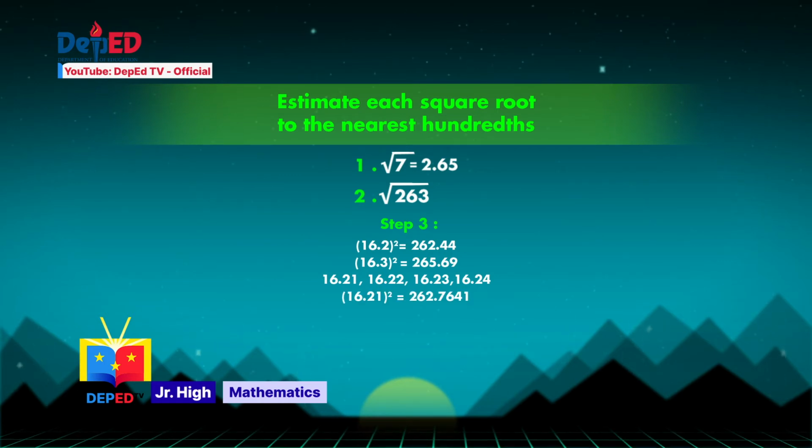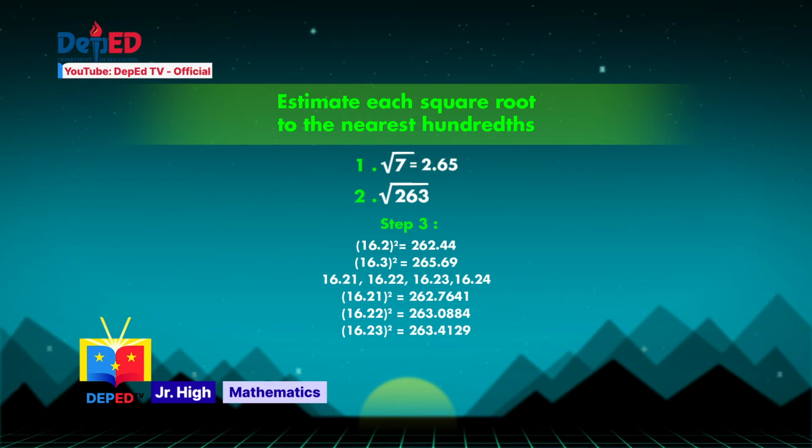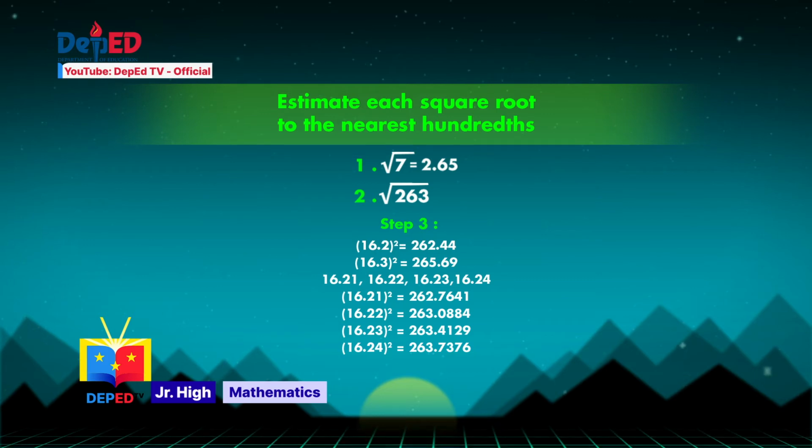The square of 16.21 is 262.7641. The square of 16.22 is 263.0884. The square of 16.23 is 263.4129. And the square of 16.24 is 263.7376. So, which of the results obtained has the closest value to 263?